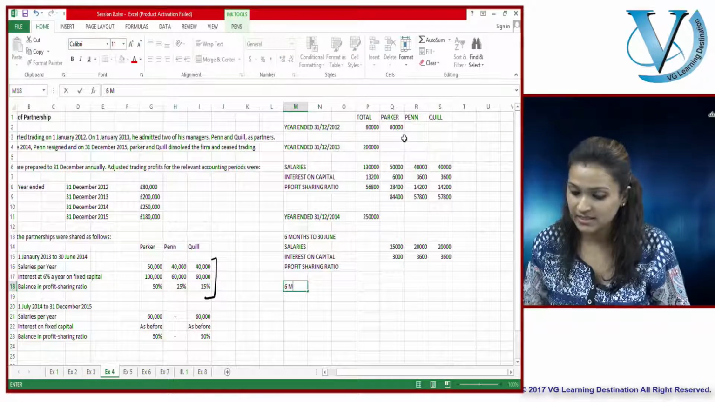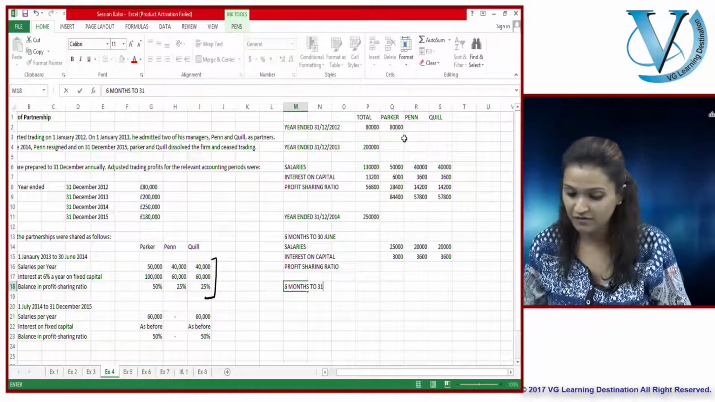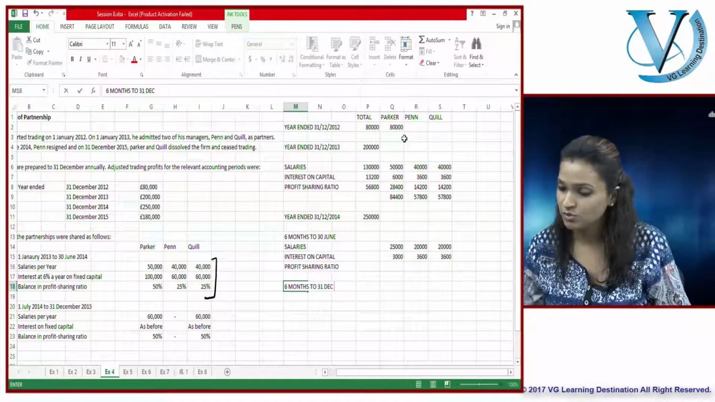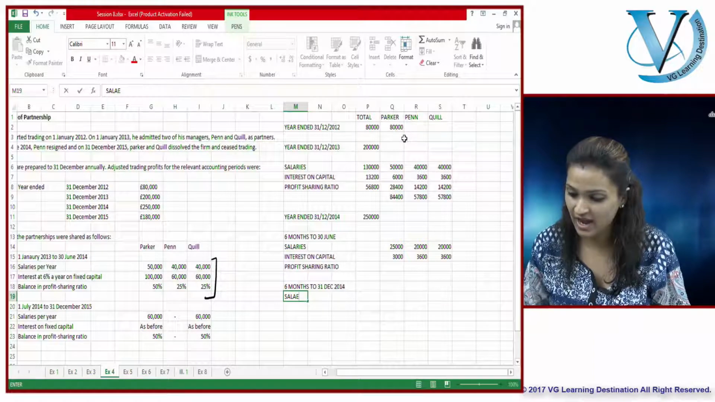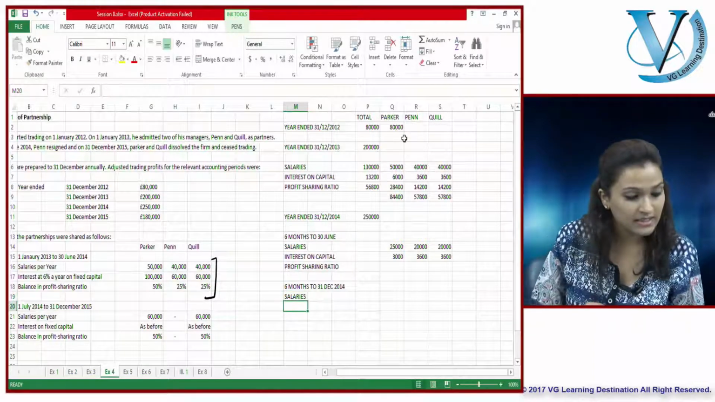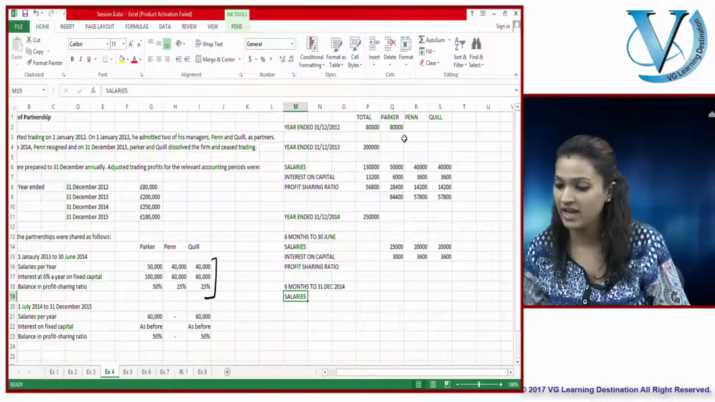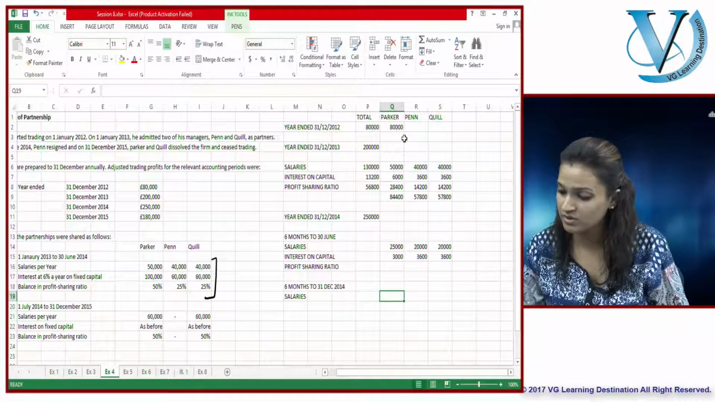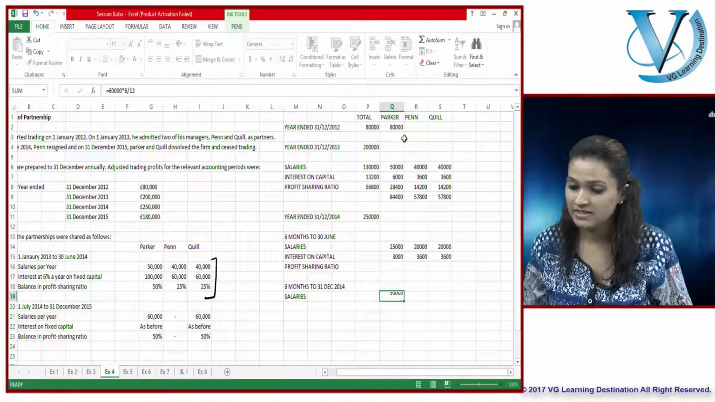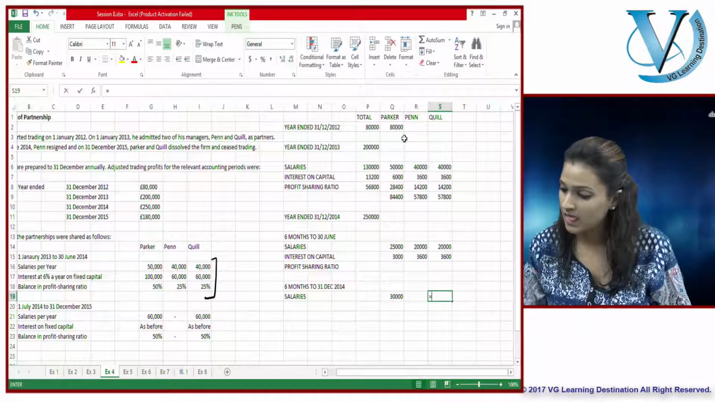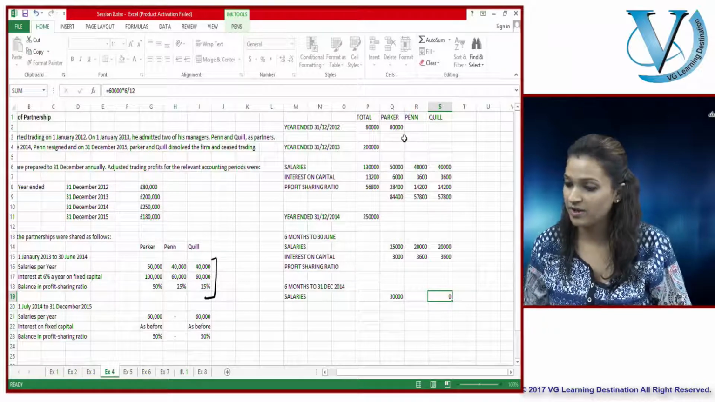So next, 6 months to 31st of December 2014. How much salaries do we have? The salary is 60,000 for the entire year, so we only have to take 6 months as of now. So it is equal to 60,000 multiplied by 6 divided by 12. Similarly, 60,000 multiplied by 6 divided by 12 here.